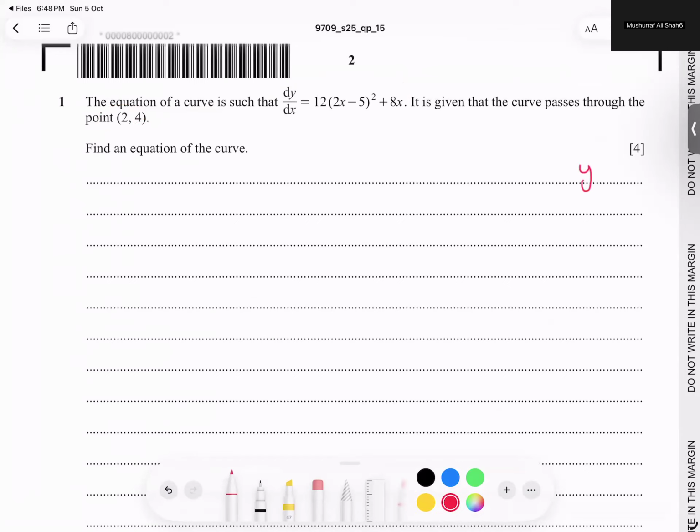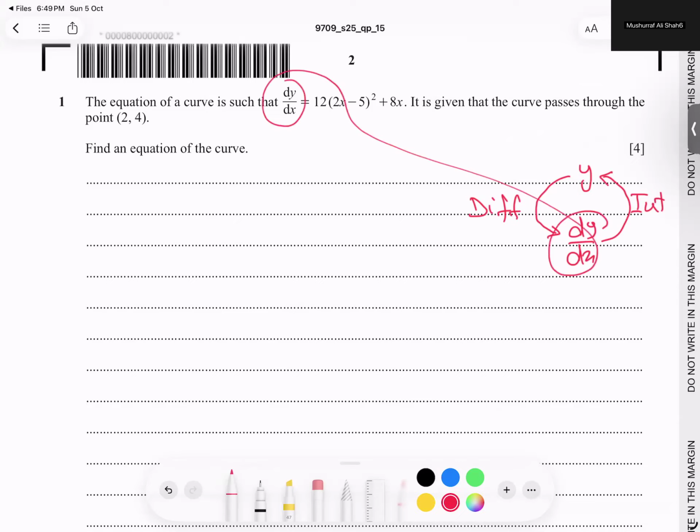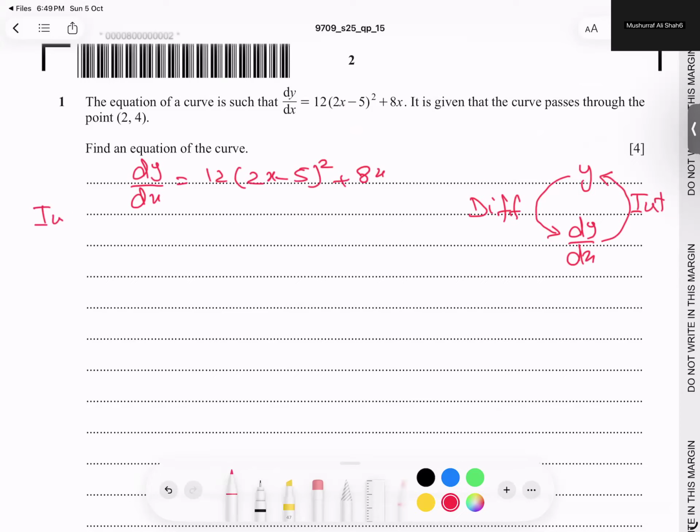Basically, what is the rule? When we differentiate y, you get dy over dx. This is called differentiating. And when we want to go back, we go to integration. So integration is the basic way to go backward. It means currently we are at the level of dy over dx, and we need y, the equation of the curve. So what I will do is integrate. So let's start. dy over dx is 12 times (2x minus 5) to the power 2 plus 8x. I will just say integrate both sides. So this will automatically turn into y.